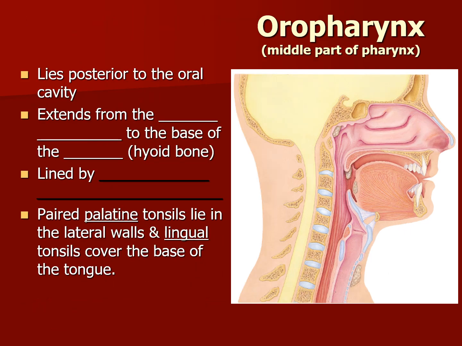The oropharynx. The oropharynx is posterior to the oral cavity. So it's going to start roughly, it's purple, okay, up here, right? That soft palate. So it extends from the soft palate to the base of the tongue, or anteriorly the hyoid bone. So towards the base of the tongue or the hyoid bone, right?